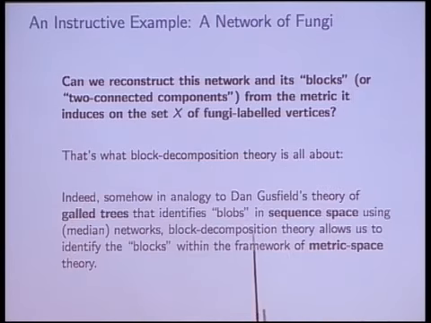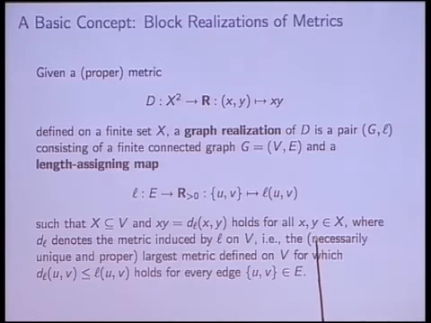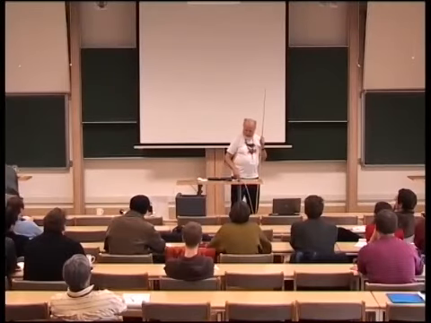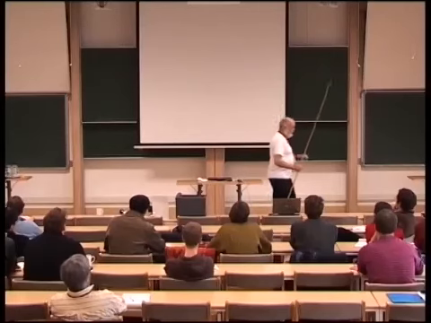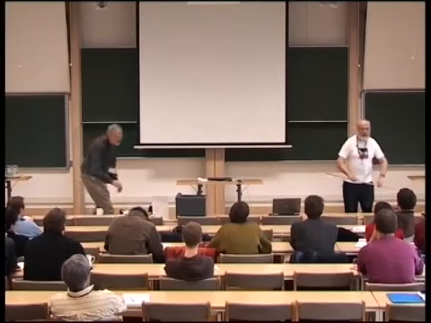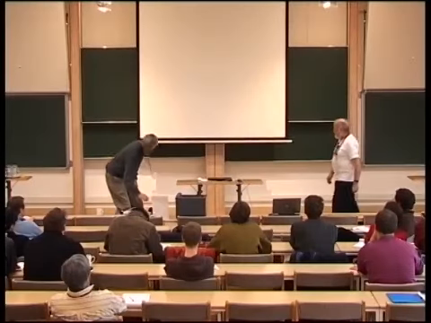And indeed, somewhat in analogy to Dan Gusfield's theory of gall trees, some of you may have seen, that identifies blobs in sequence space using median networks, block decomposition theory allows us to identify the blocks within the framework of metric space theory. Yeah. And now I think I would like, I mean it's all here, but I think you can understand more easily if I now start working on the blackboard and trying to explain this one theorem I want to talk about.